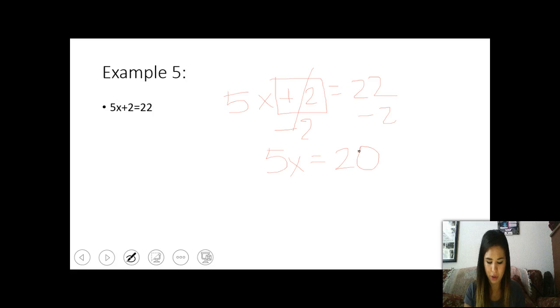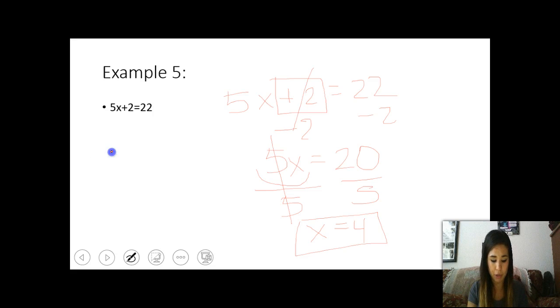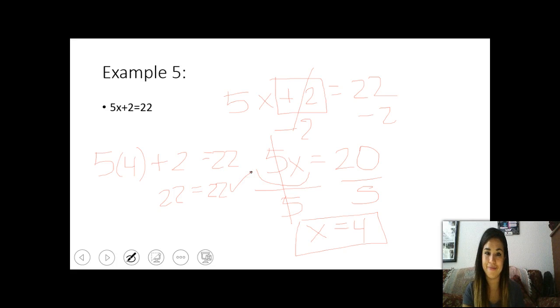Okay, well now I know that 5 and x, what operation is being done there? It's being multiplied. So to do the opposite, I'm going to divide both sides by 5. So that's going to undo that times 5. It gets rid of it. It becomes a 1x. So just x. And 20 divided by 5 is 4. So my final answer is x equals 4. If I wanted to check, I would just need to plug it in. 5 times 4 plus 2 should give me 22. Does it? Yes, it does. So I know that I solved it correctly. And that's it.